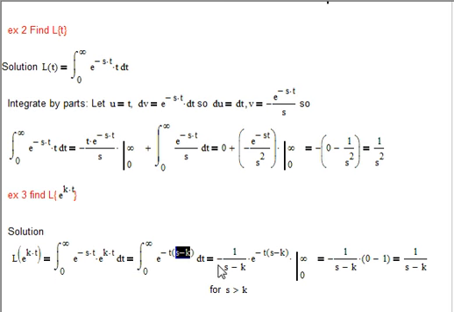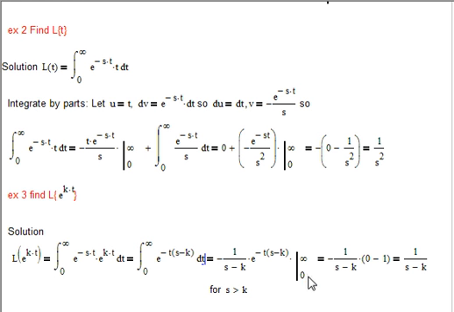just said. So then we would have, when you integrate that, the s minus k is like a constant because t is our variable of integration, so it's negative 1 over s minus k times e to the negative t times s minus k, evaluated between 0 and infinity.